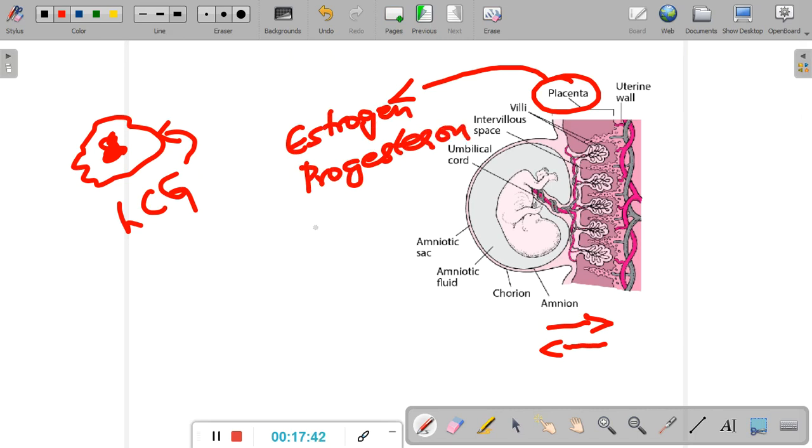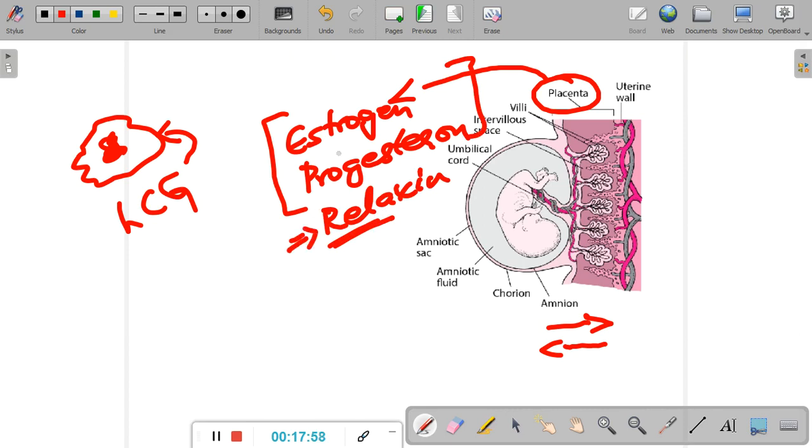Along with that, it also produces another hormone called relaxin, which you do not need to understand at the moment. Relaxin has the function of relaxing the pelvic muscles during childbirth. But this we'll do later. At the moment, you must realize the placenta also starts to produce estrogen and progesterone.